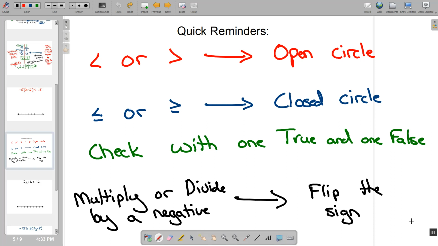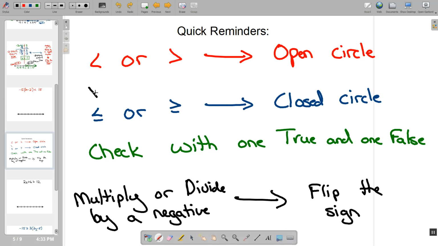For the retake video, I want to start with these reminders that we ended the last video with. If we don't have the half of an equal sign on the bottom, we are keeping an open circle, which means that we cannot be exactly the number that we're shading about. If you do have the equal sign on the bottom, you can be the number that you are shading.